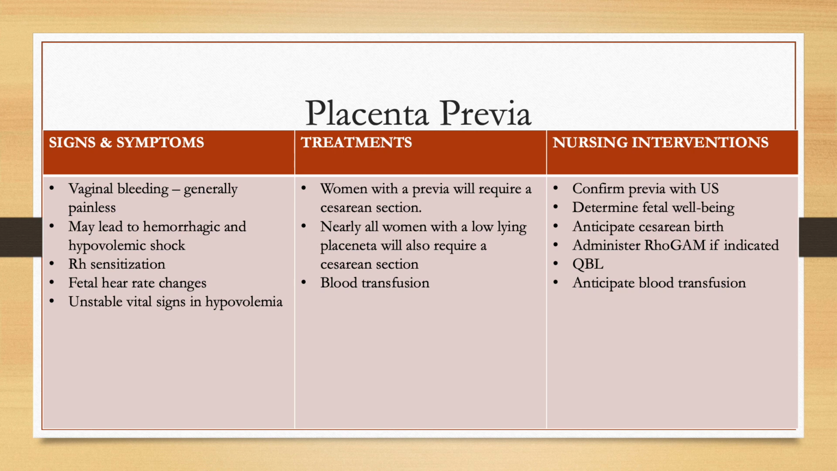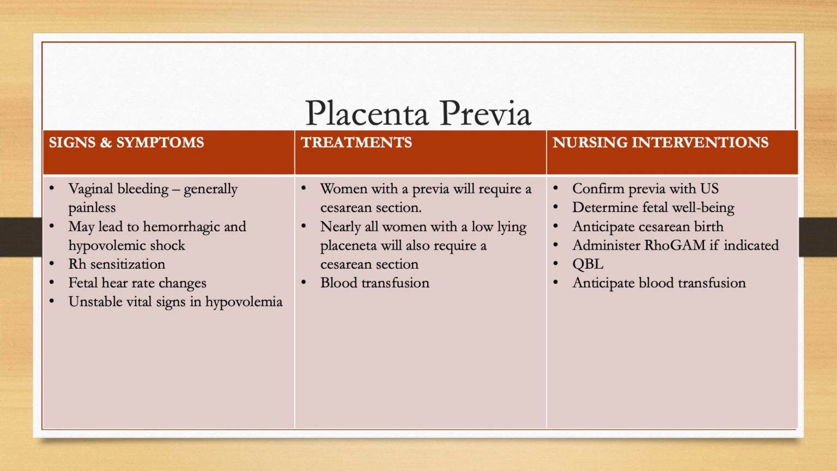And of course, anytime we have bleeding, blood transfusion is one of the possible treatments. You must confirm a previa with an ultrasound. Again, never do a vaginal examination on anybody who has vaginal bleeding for unknown reasons. Determine the fetal well-being and then anticipate that you are going to have a cesarean birth. Again, it depends on how much they're bleeding.